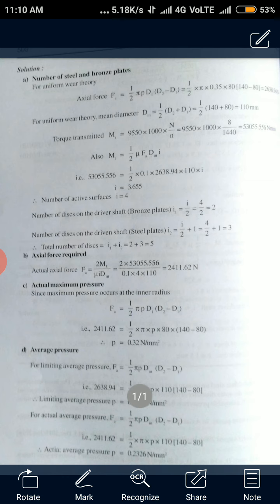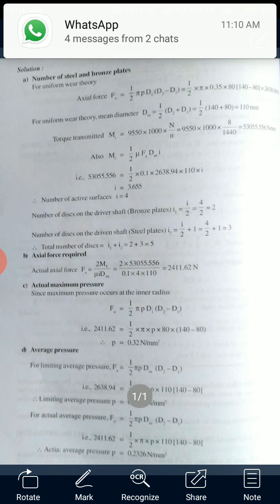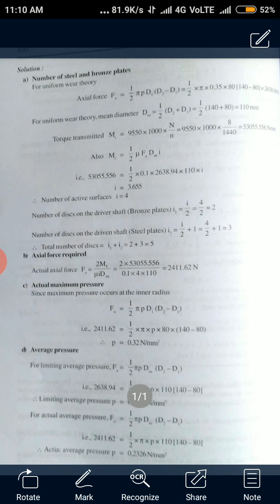Then torque transmitted, because all the parameters are given here. So torque transmitted based on power is 9550 into 1000 n by n. So we'll get 53055.556 Newton mm. Substituting that in the torque equation which has the i value, we get Mt equal to 1 by 2 mu Fa dm into i. So i equal to how much? 3.65. So we should take the even number, so the number of active surfaces i equal to 4.